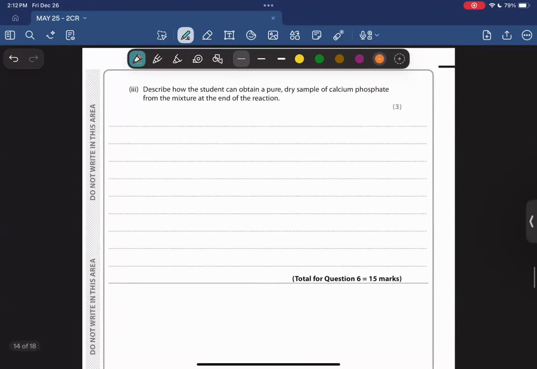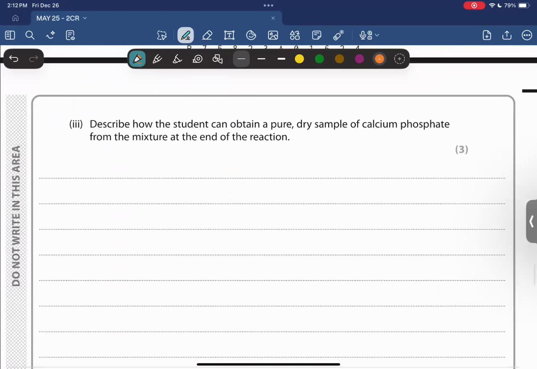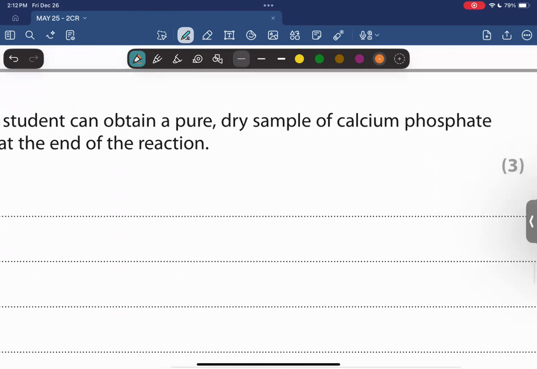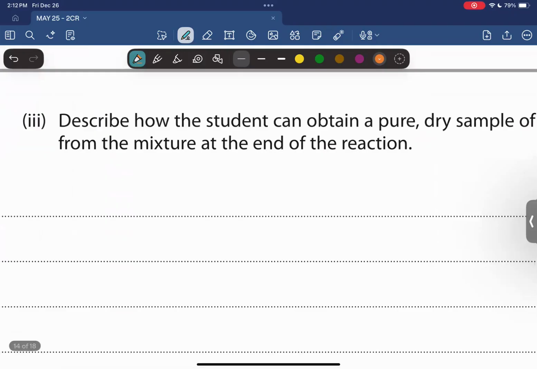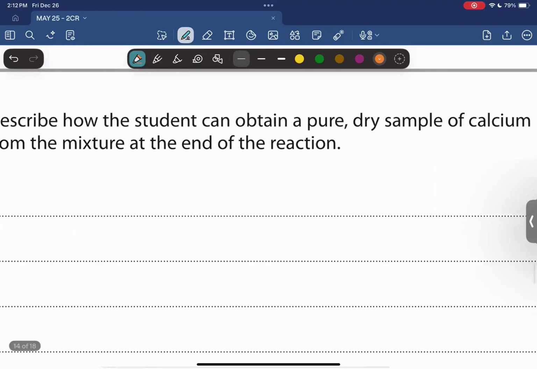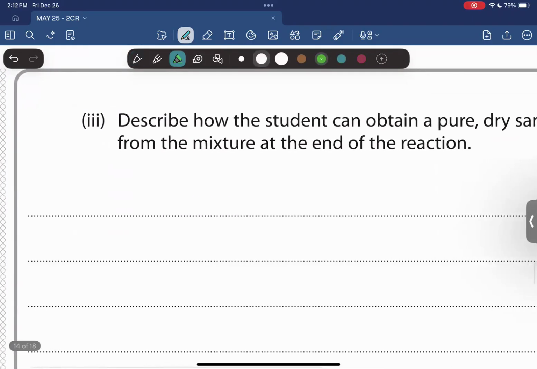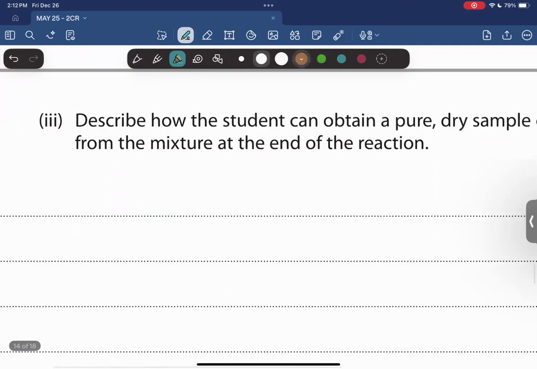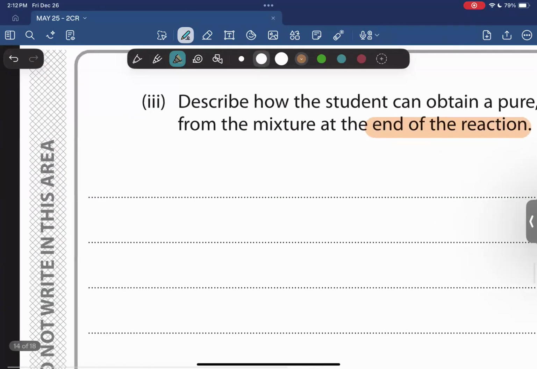Moving on to the last part of this question. So describe how the student can obtain a pure dry sample of calcium phosphate from the mixture at the end. Okay, so you do not need to write about the entire process, but how you could obtain that dry sample from the mixture found at the end of the reaction. Now, this thing is important. End of the reaction, right? So yeah, simple. Filter, wash, leave on the filter paper to dry. As simple as that.